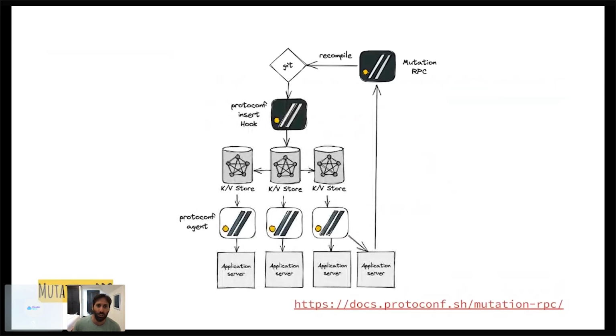And this is how it looks. Just from your application server, you can make the RPC to the mutation RPC. The mutation RPC will recompile everything and will push it back to Git, and all the configuration will be streamed into your applications. So as I said, it can be part of the CI, it can be part of the monitoring system, or you can make user interfaces for less technical staff who need to control the configuration of the applications.